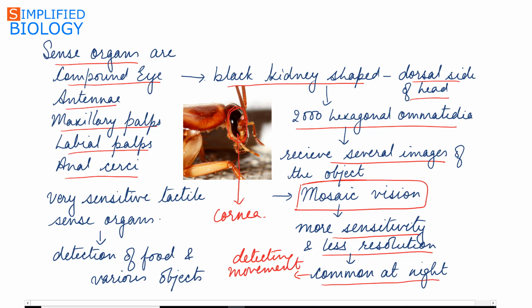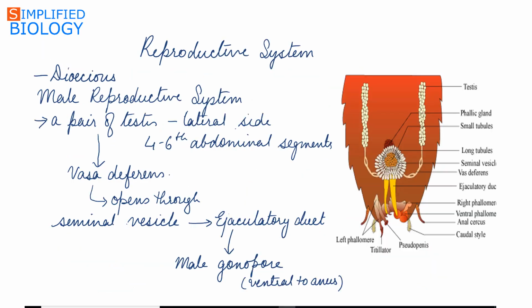Now the other sense organs, that is antennae, maxillary palps, labial palps, and anal cerci, these are very sensitive tactile sense organs that help in detection of foods and various objects. Next, the reproductive system of cockroach. They are dioecious, that is, sexes are separate, and they have a well-developed reproductive system.